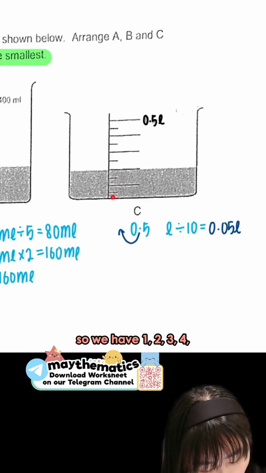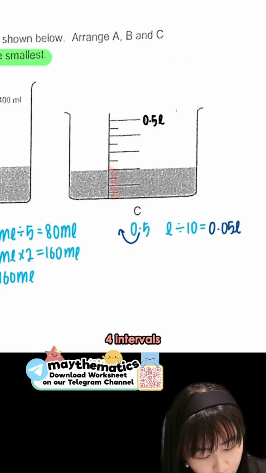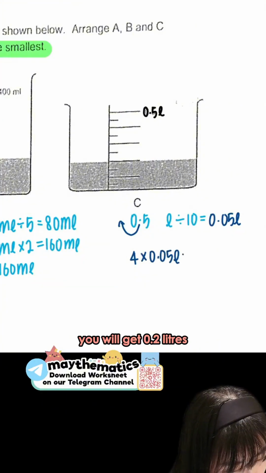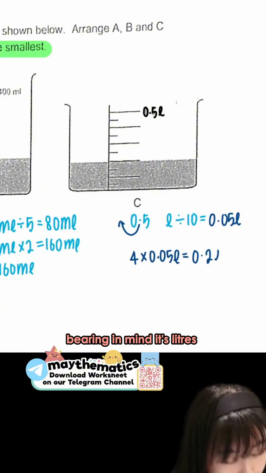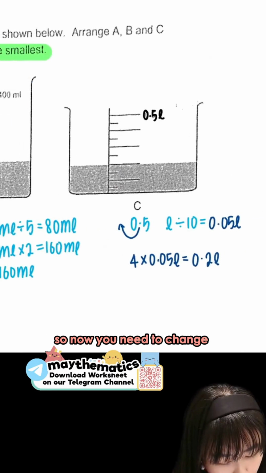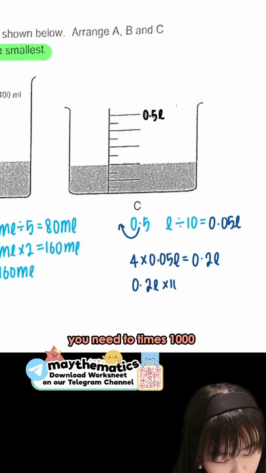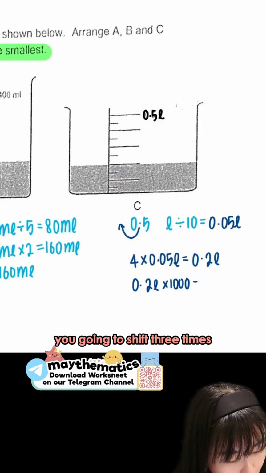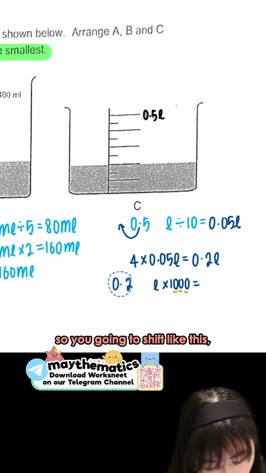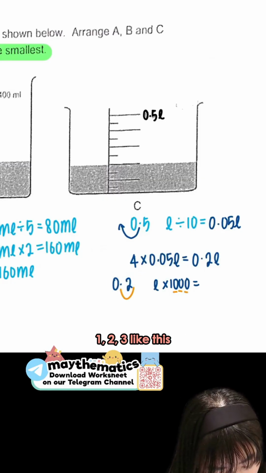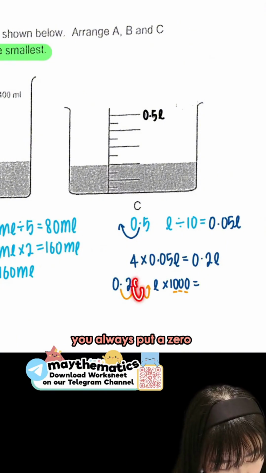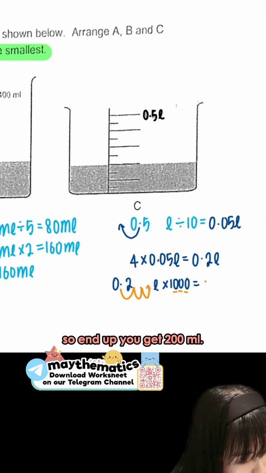So we have 1, 2, 3, 4. 4 intervals, right? So you 4 times 0.05 liters. You will get 0.2 liters. Bear in mind liters. Just now over here is all ml, right? So now you need to change your liters to ml. You need to times 1000 because 1 liter is 1000 ml. Okay, you're going to shift 3 times towards your right now. So you're going to shift like this. 1, 2, 3, like this. Above this, you always put a 0. So in the end you get 200 ml.